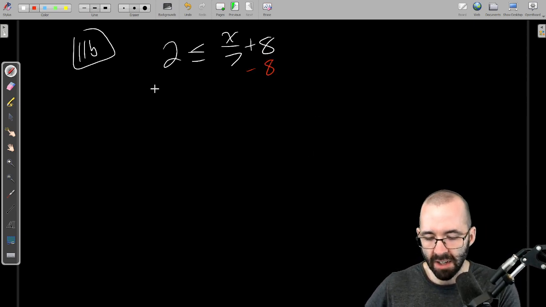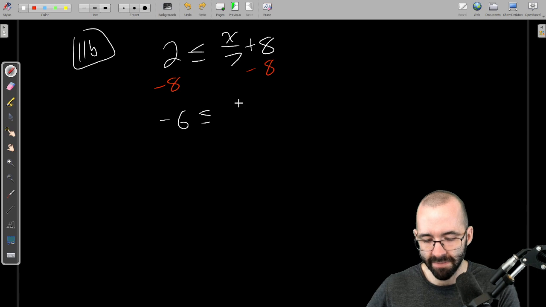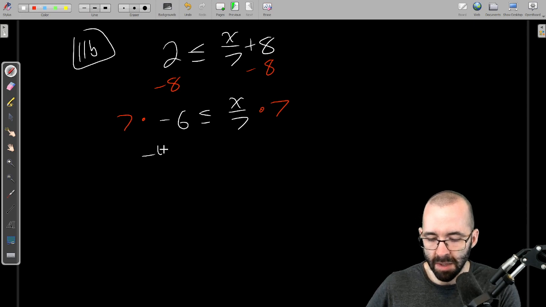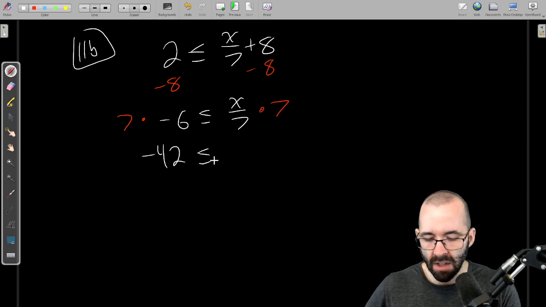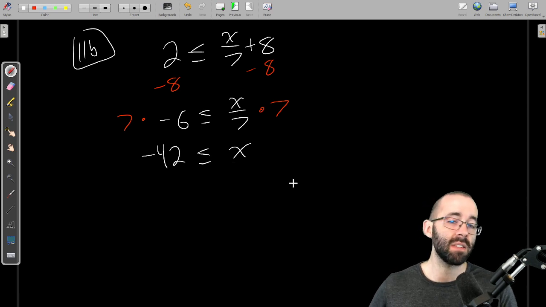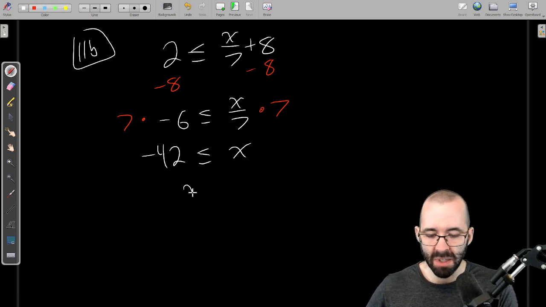So let's subtract 8 from both sides. -6 is less than or equal to x over 7. And now we multiply both sides by 7. The left-hand side becomes -42. The right-hand side becomes x. So -42 has to be smaller than x. It means that x has to be at least -42.